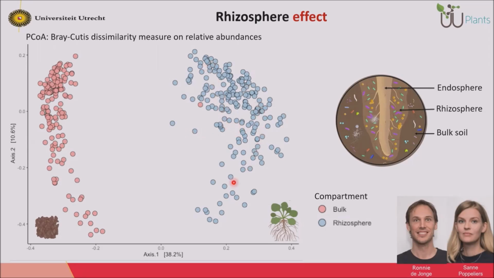So these ones are all rhizosphere samples taken from the rhizosphere of Arabidopsis. They cluster together, but they are very different from the samples that are taken from the bulk soil, which nicely indicates that the microbial community around the roots, which is basically selecting the microbes from the bulk soil, is very different from the microbial community from the bulk soil itself.